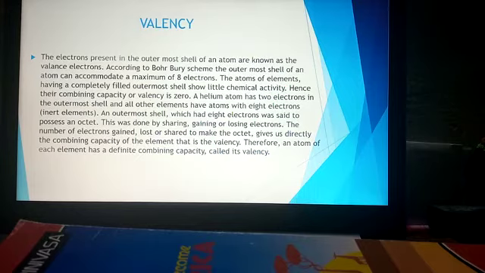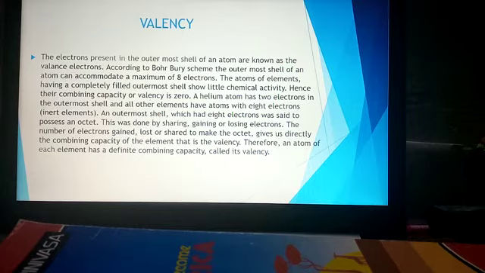Can you understand, children, what this is? Once again I will repeat. The atoms of elements having a completely filled outermost shell, meaning 8 electrons in the outermost shell, show little chemical activity. Since they show little chemical activity, their combining capacity or valency becomes 0.